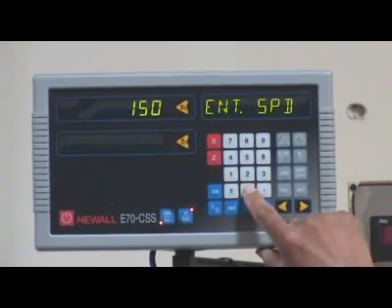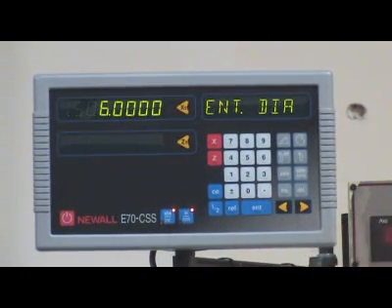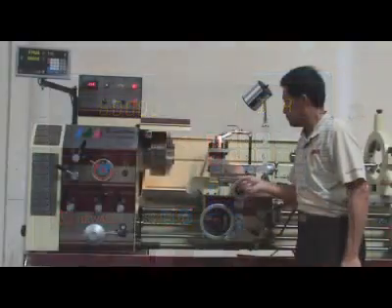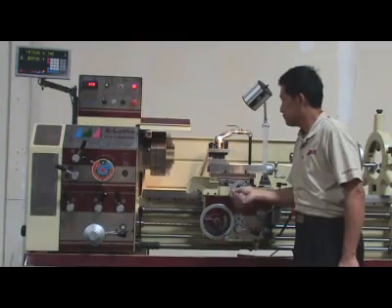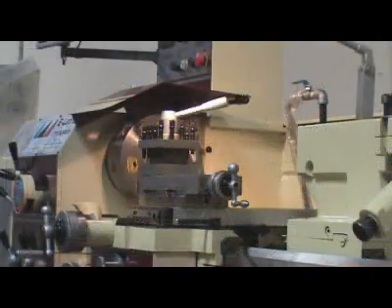Thousands of Newall DROs have been installed and are being used in some of the most severe machining environments, day in and day out. It's been proven to be the most reliable and durable digital readout available.